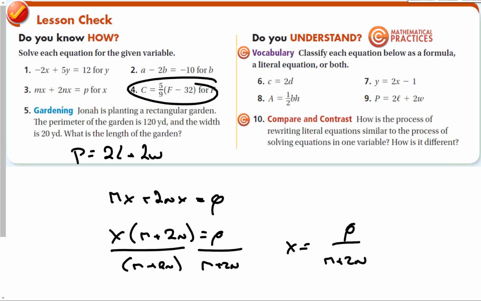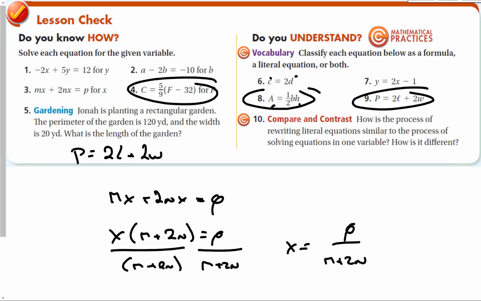A formula, literal equation, or both? Well, this is a literal equation, has two variables. This is a literal equation. These two are formulas because I recognize them from my list of all the formulas, and it states a relationship between two different quantities. Well, that states a relationship between C and D, but I don't really know what C and D mean. Here, I know what these two things mean.